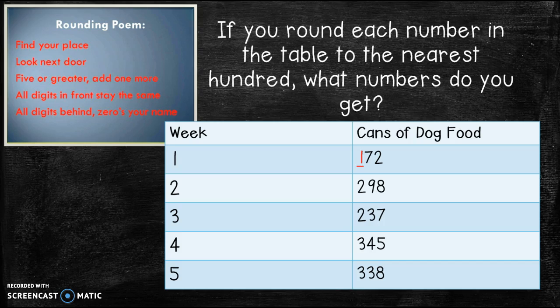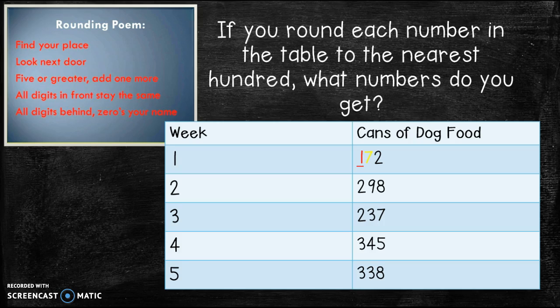Now, if you round each number in the table to the nearest 100, what numbers do you get? Well, according to our rounding poem, if we were to do week 1, we would find your place. We know in this case we're rounding to the nearest 100, so the 1 is in the hundreds place. I like to underline it just to remind me. Our next sentence in the rounding poem says, look next door. So we would be looking at the 7.